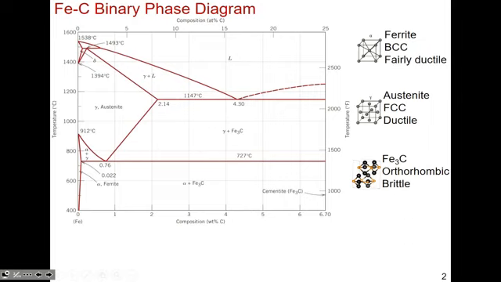So you can see iron is on the bottom here. So this is the composition of carbon. This is what dictates the phase and also the mechanical properties. So how much carbon are you going to put in? And please note that it's in weight percent.